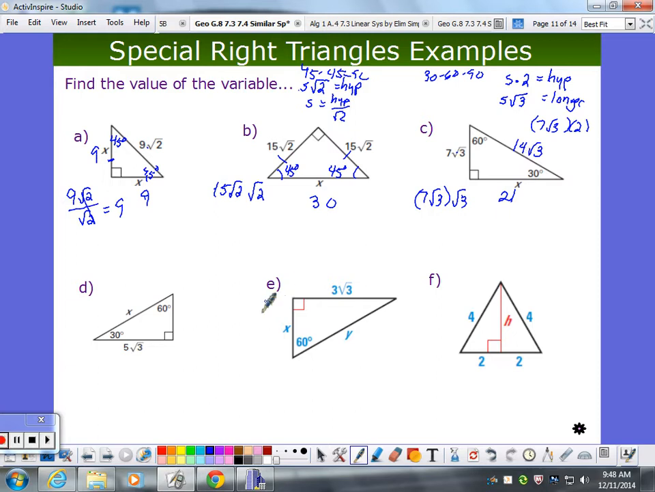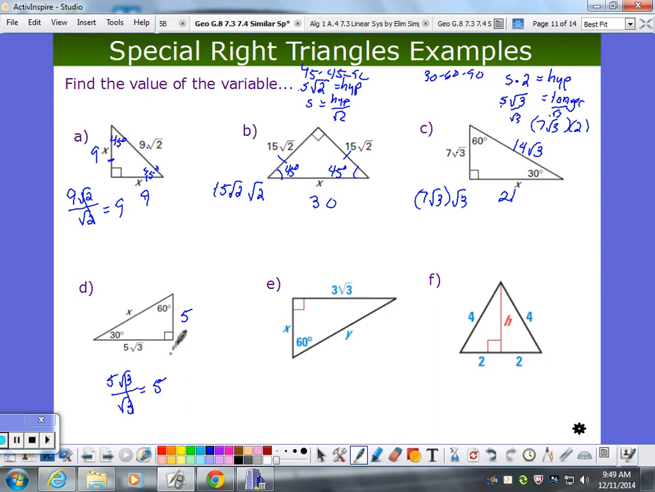Let's see what's going on here. 30, 60, 90. I'm going to use these rules. Let's see, what do I know here? I know a longer side. So if I have a longer side, I should be able to find the shorter side by dividing by rad 3. The shorter side is the longer side over rad 3. So I'm going to take the longer side and divide by radical 3. Okay, this is an easy one, it cancels out. So that's going to be a 5.